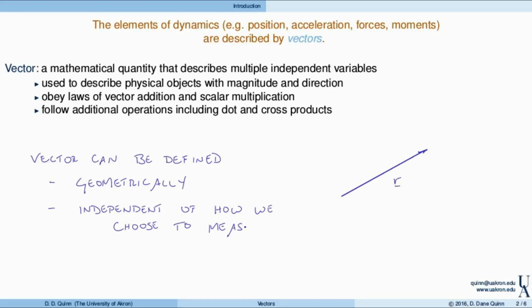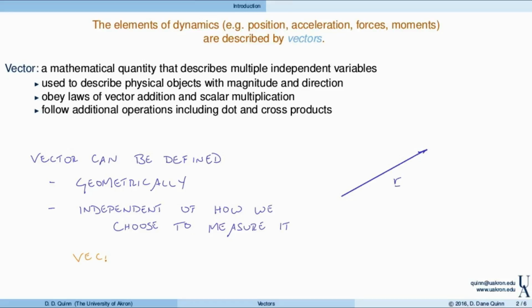And so this vector is the vector. If I say, look, we have this vector R, it's described by this arrow, that's enough. We don't really need to define anything else about the vector. Now we can certainly measure lots of different things about this vector, but it's defined independent of our choice of measurements.